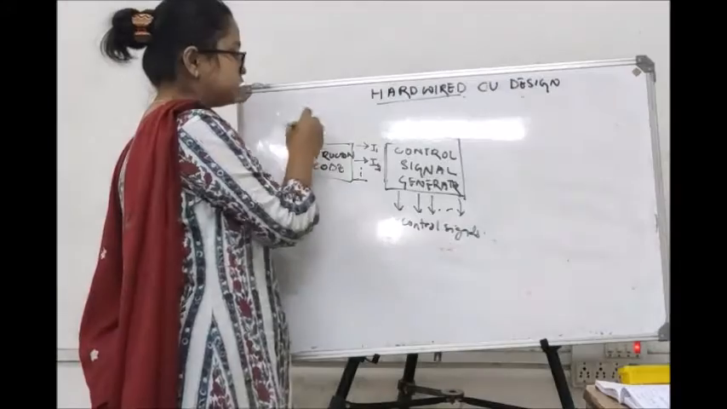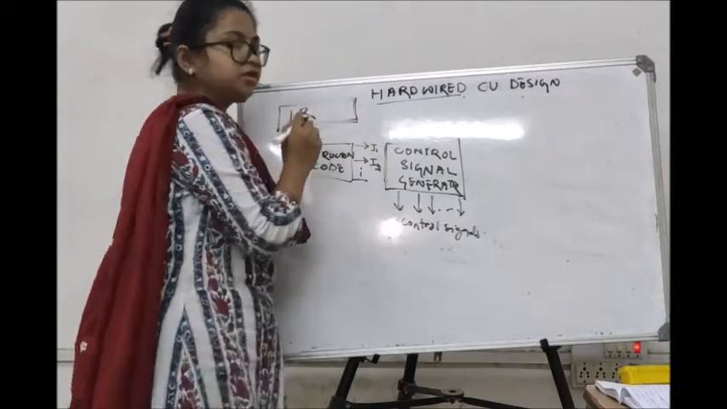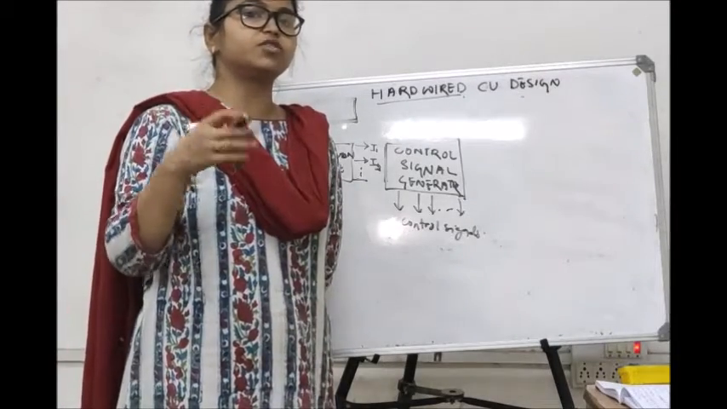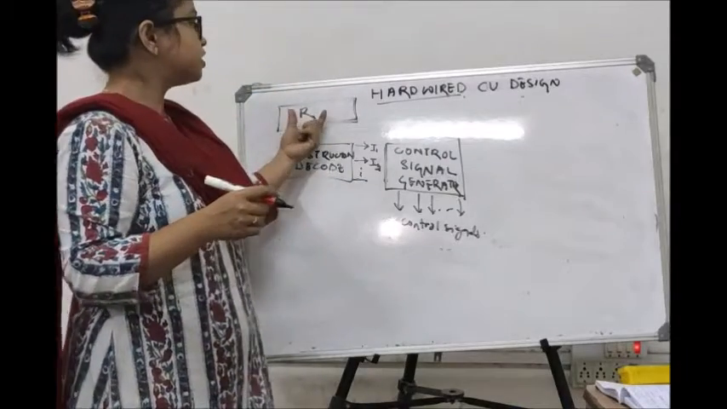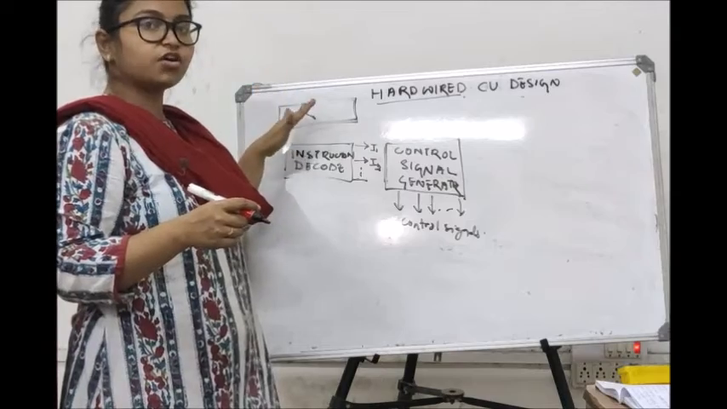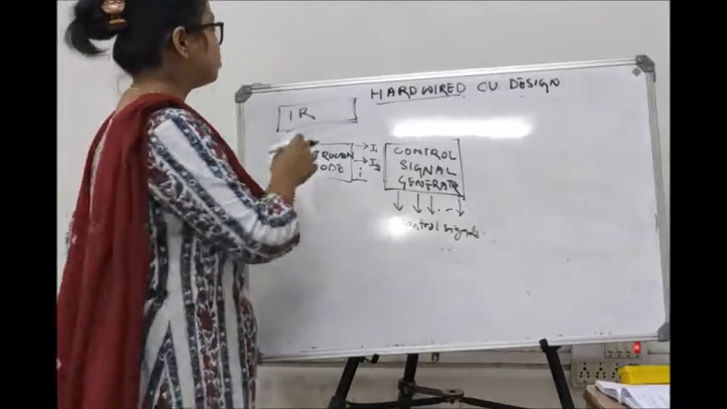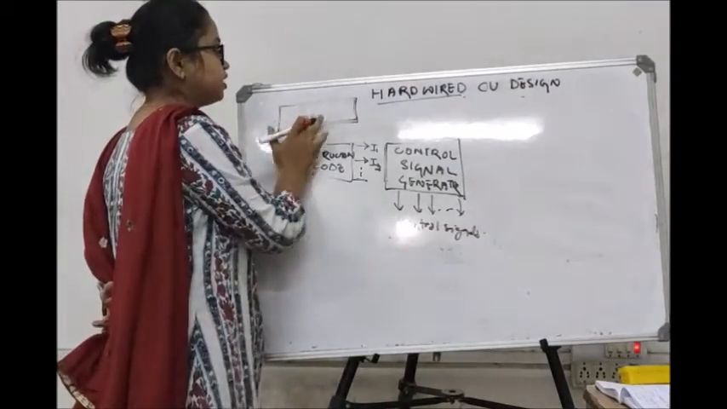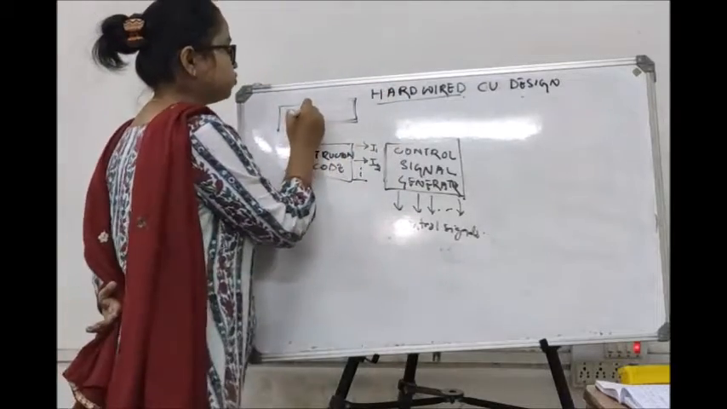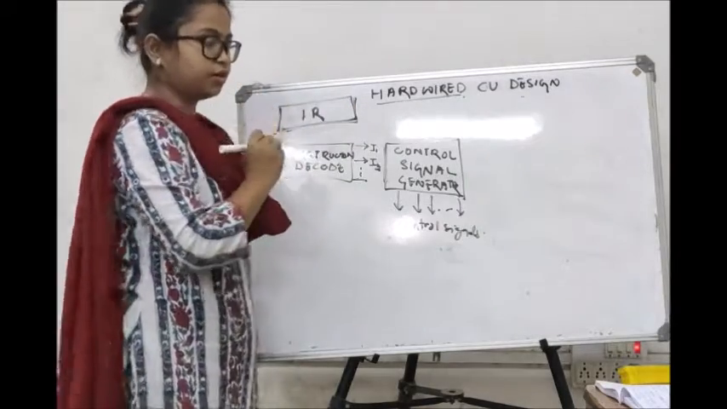Now, where is this instruction decoded from? The instruction register. You know the various kinds of special registers. The program counter stores the address of the next instruction. Similarly, the instruction register stores the currently executing instruction. It doesn't store the address. I'm sorry, the instruction register stores the current instruction that is being executed.